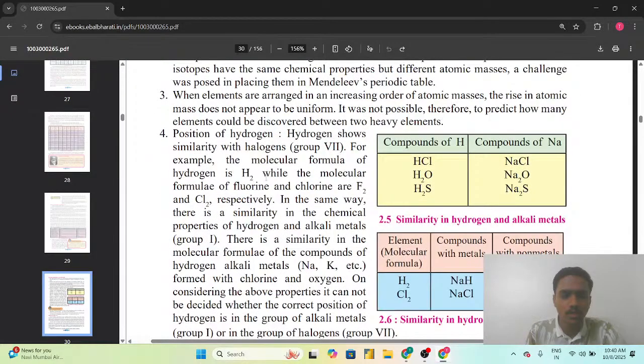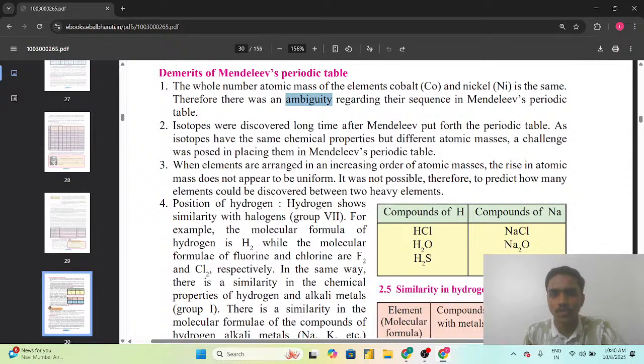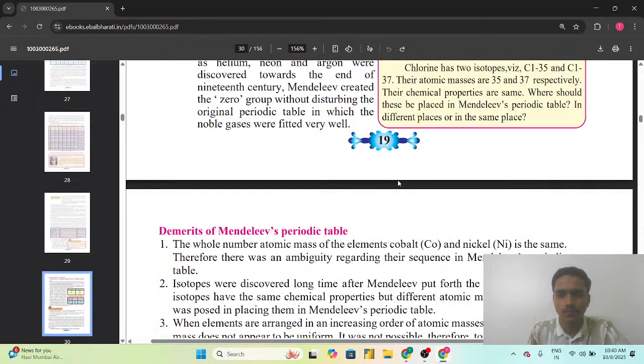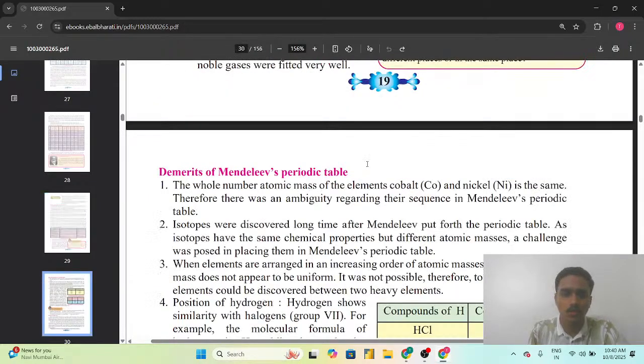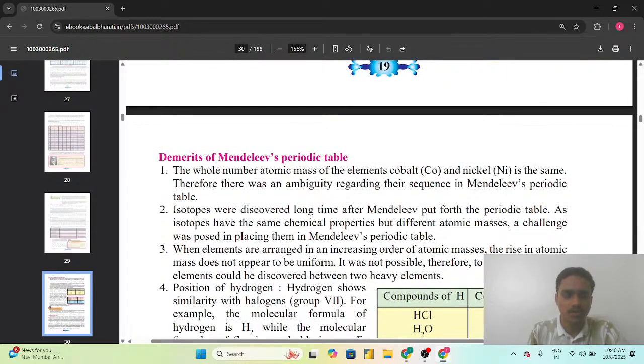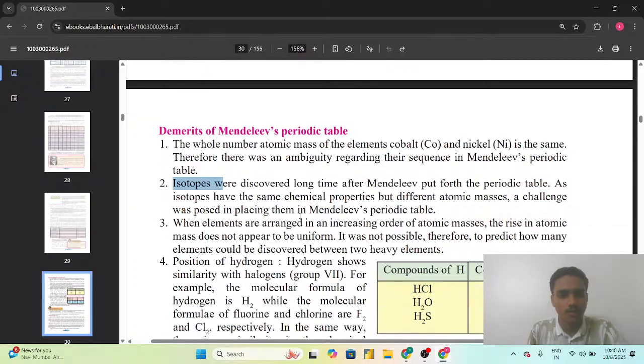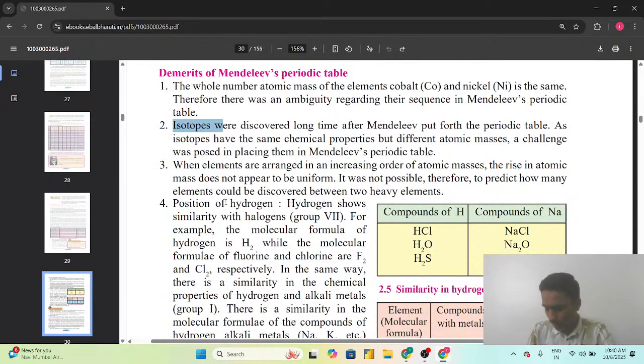Second, isotopes were discovered a long time after Mendeleev put forth the periodic table. As isotopes have the same chemical properties but different atomic masses, a challenge was posed in placing them in the Mendeleev's periodic table. So as we have given the question in the use your brain power, there was a challenge in placing of the isotopes in the Mendeleev's periodic table. That was also one of the demerits of the Mendeleev's periodic table.